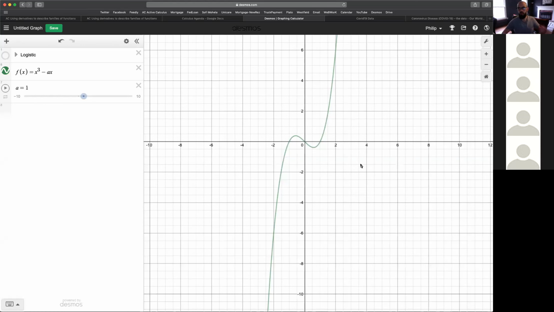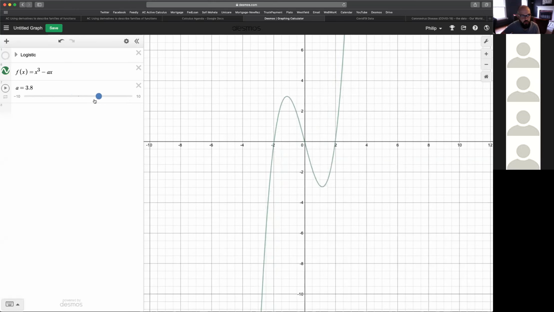Okay, so let's go ahead and take a look at our function, right? So it was f of x equals x cubed minus ax. We had a slider a. Okay, so let me share. So we were looking at this family of functions, right? So when a is positive, when a is negative.